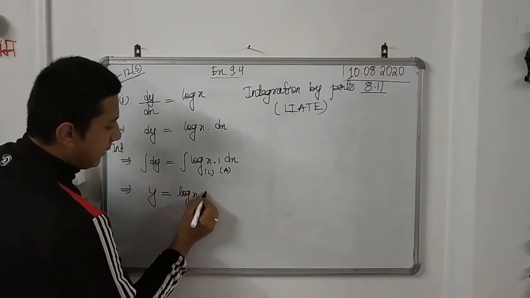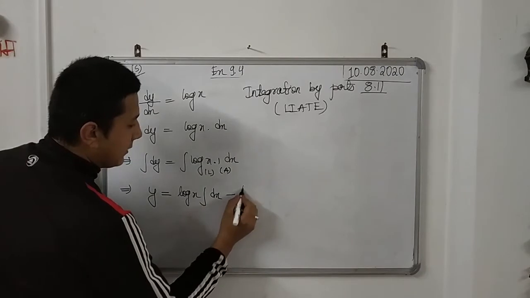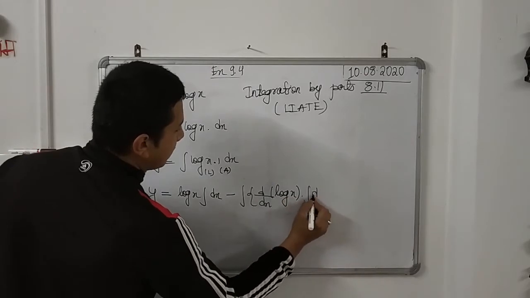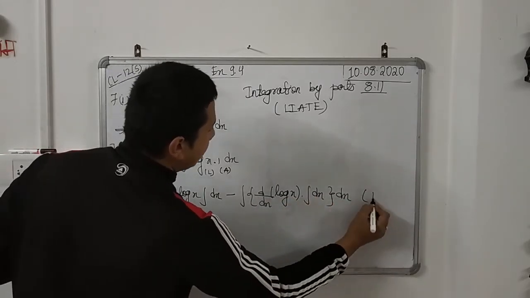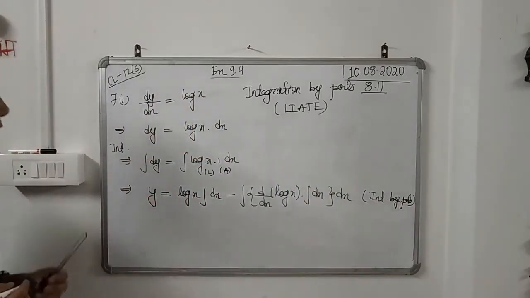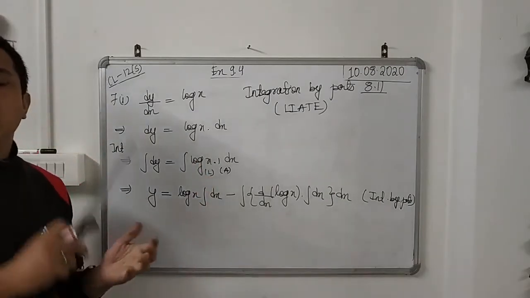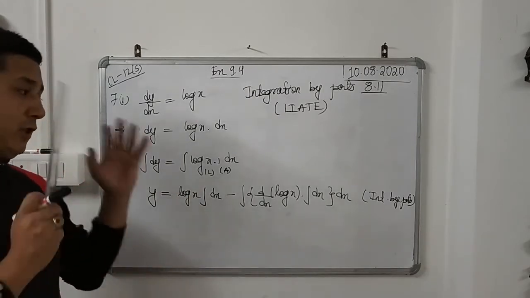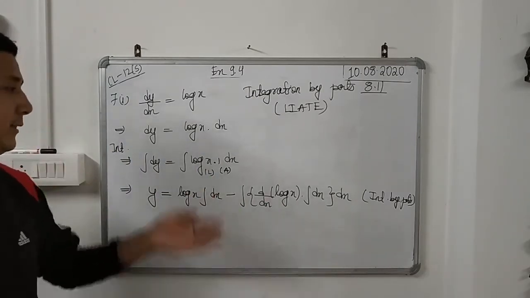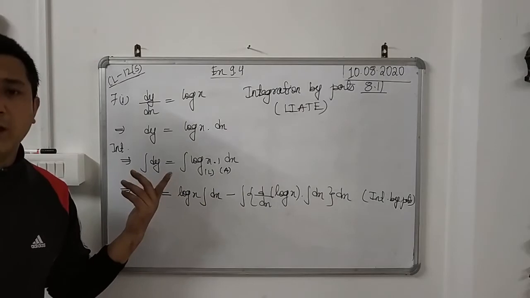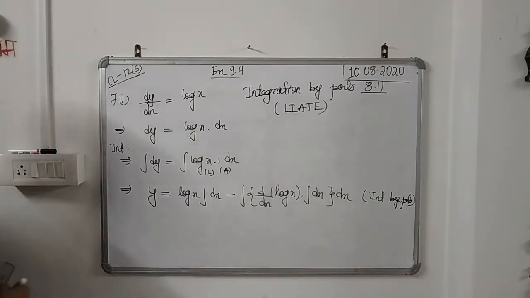So log x, integration of dx, minus integration of d/dx of log x and integration of dx, integrating by parts. So see, I've told you before I start this chapter, I've told you yes, in this chapter integration is a must. We have to know integration properly. Okay, so whichever formulas we have done before, please don't take it otherwise. Otherwise, you'll be simply messing up out here. You'll not understand what's going on. Okay, so please do learn the formulas by heart. So this is integration by parts using LIATE.